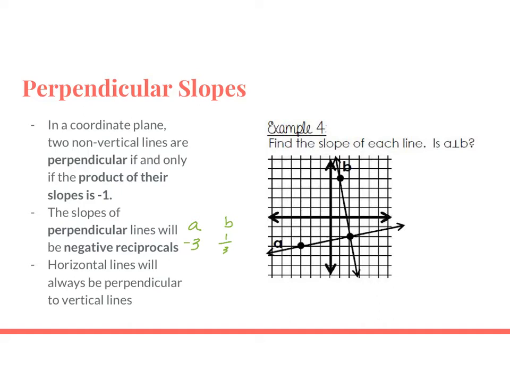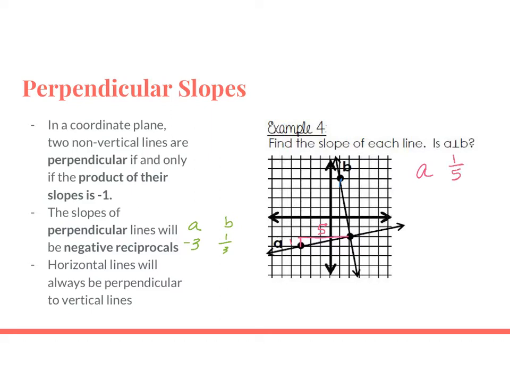Horizontal lines will always be perpendicular to vertical lines. So if you have one line that has a slope of 0 and one line that has undefined slope, they will always be perpendicular. So looking at this example, we're going to do the same thing. Find the slope of each line and decide, are they negative reciprocals and is their product negative 1? So looking at line A, I'm going to go up 1 and over 1, 2, 3, 4, 5. So line A, slope is 1/5.